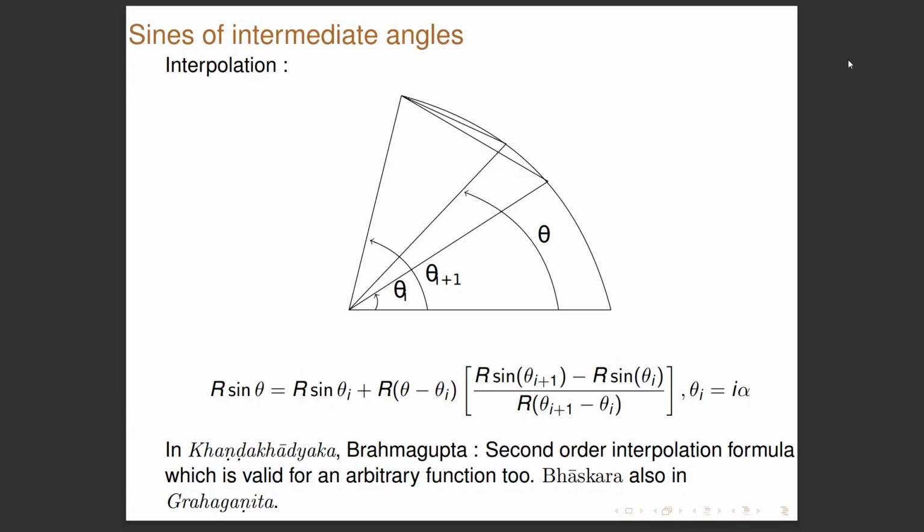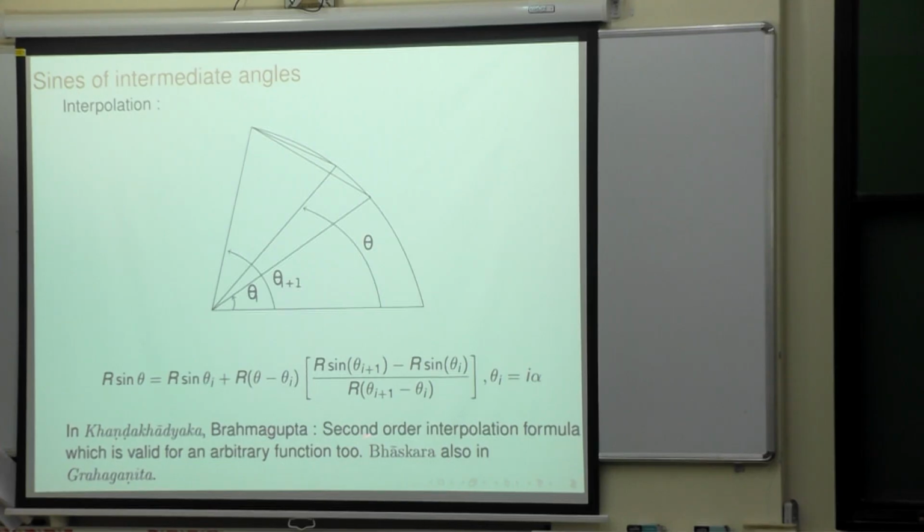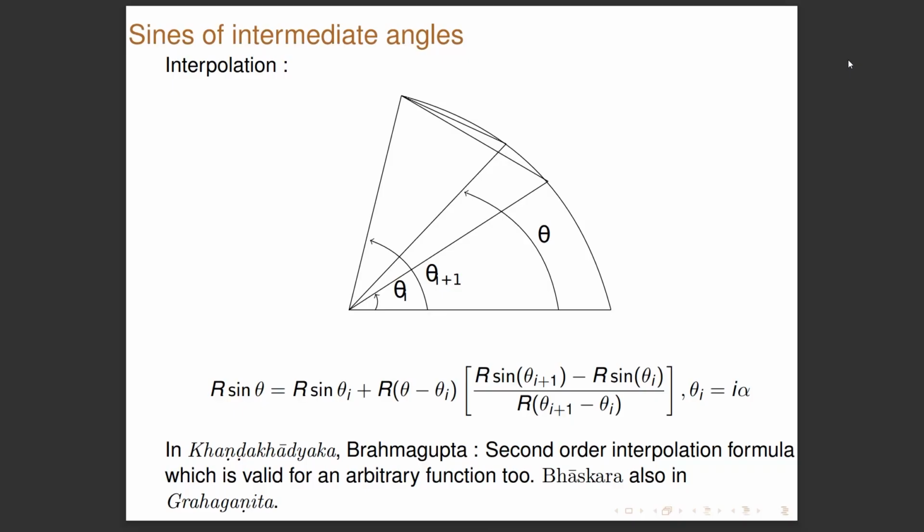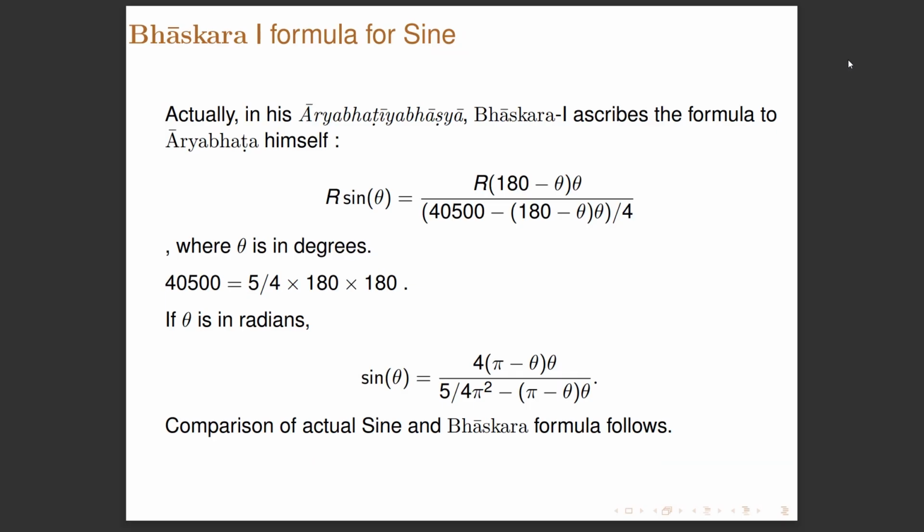But what is amazing is that in the Khandakhadyaka, Brahmagupta, in the 7th century, gives a second order interpolation formula. This one is only correct to first order. I don't know whether you have heard of the Taylor series. Yes, this is the first order Taylor series basically, if you consider this as some derivative. So this is the second order thing he gives. Yes, so many ways. I am coming to that now, where exactly they started this calculus business.